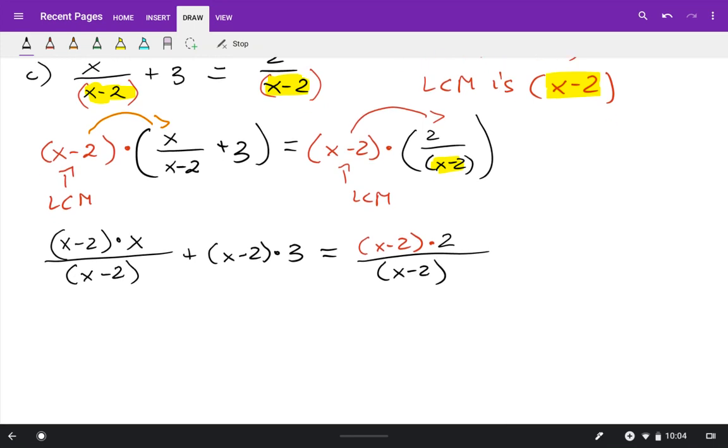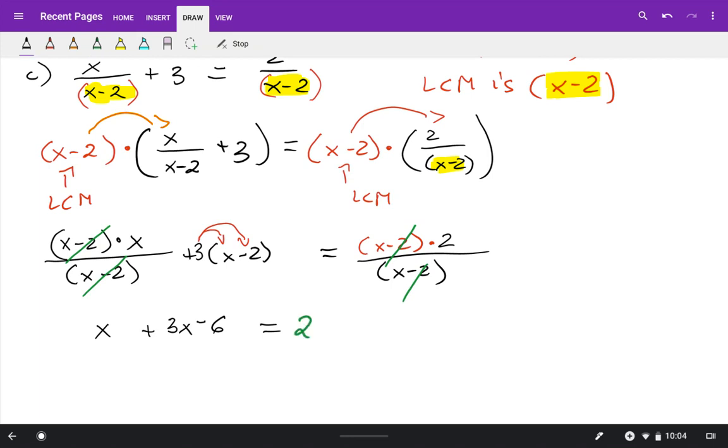Now it's time to simplify. So look what happened. This expression and this expression are exactly the same. So you definitely can cancel them, and we only end up with x. Plus, here you will need to distribute. You have x minus 2 times 3, which is exactly the same as 3 times x minus 2. Maybe you prefer to see the whole number in front. So I'm going to distribute 3 to both. So we have 3x minus 6 equal x minus 2 cancel, so we only end up with 2.